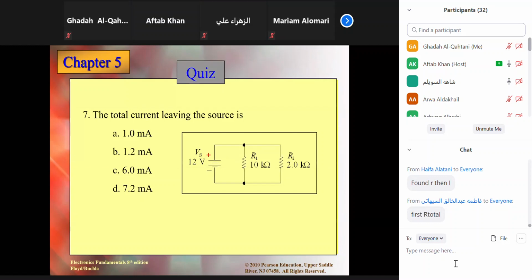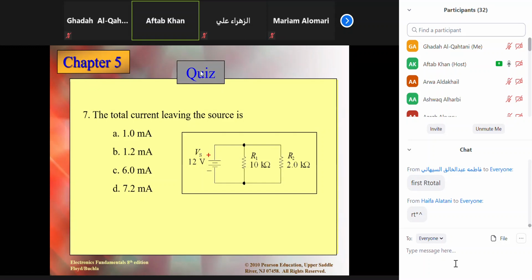We find it. After that, we put I. Okay, current. We should find the current. So we put V over RT. Yes, V is 12 over 1.67k. So we have 7.2 milliamps. Very good. So I hope everyone uses these steps as the student just mentioned.